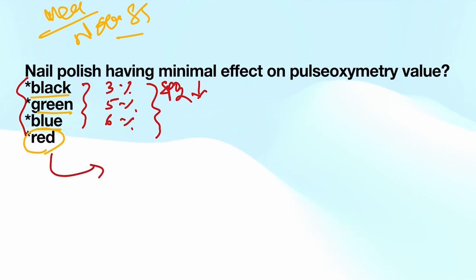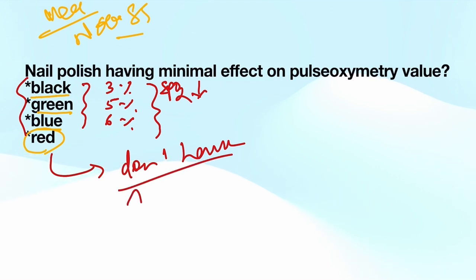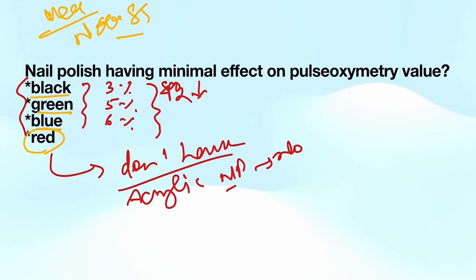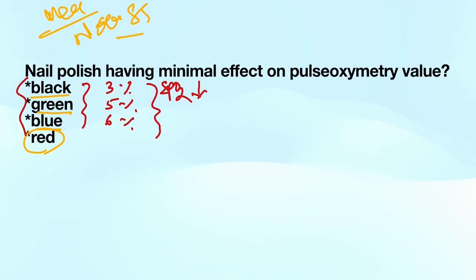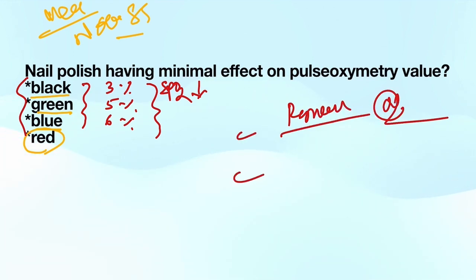So what about red color? It doesn't have that much effect. Also, acrylic nail polish has minimal effect. So what needs to be done for smooth and better calculation? Just remove the nail paint. That's it. Some people say you can align the pulse oximeter probe 90° to the normal angle. You can get a proper reading.